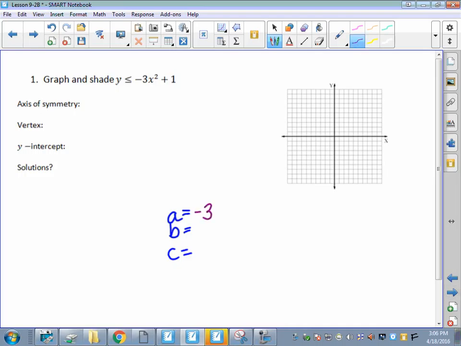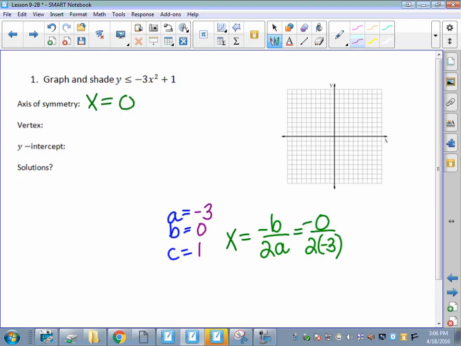-3. B is 0 because C is 1. So if I'm going to do x equals negative b over 2a, somebody asked me when we were doing the activity, yes, if your b value is 0, that means your axis of symmetry will be 0 because it would be -0 over -6, which is a big old 0. That also means our vertex is at 0 something.